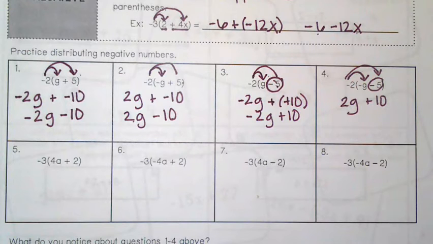All right, so again, when you have a negative number on the outside and you're distributing the multiplication, it's making everything inside the parentheses the opposite. All right, we're going to do some practice together in class.